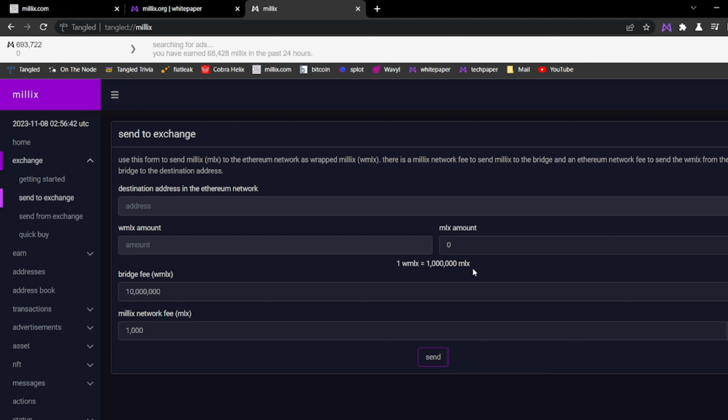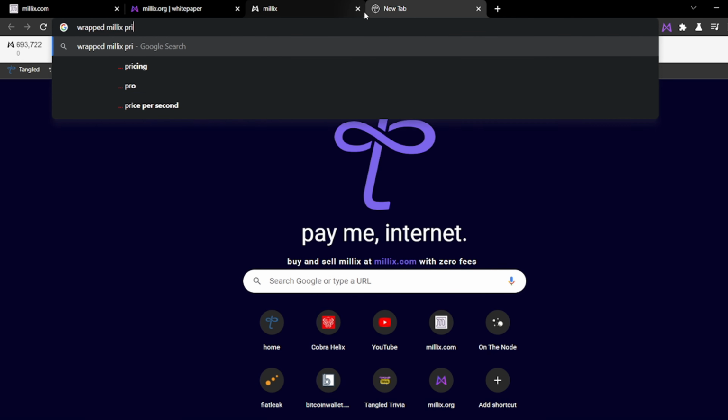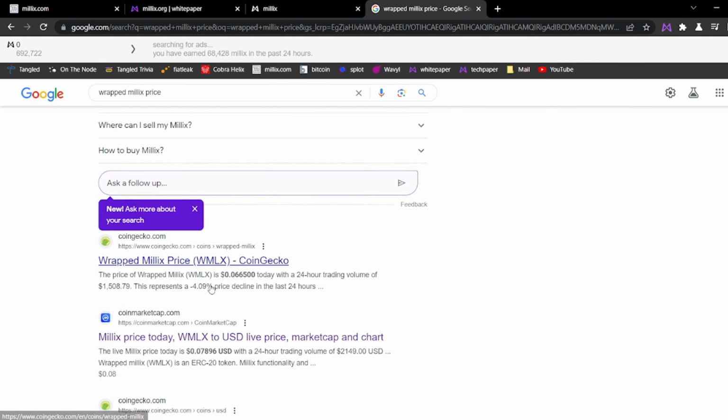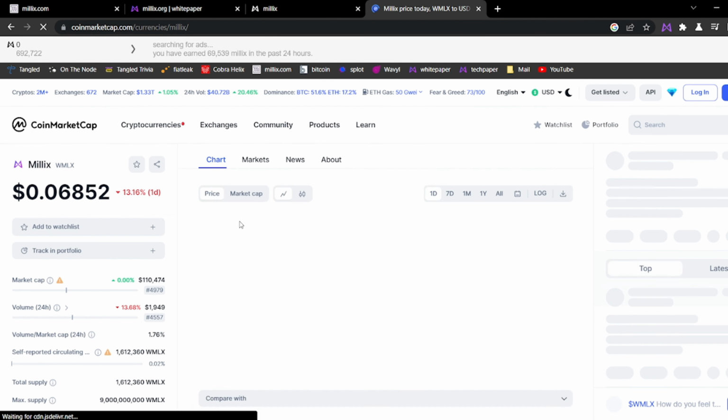So one wrapped Millix is equal to 1 million Millix. But you have to remember, you need to have earned a decent amount because you're going to have to pay a bridge fee of 10 million Millix. So that's roughly $2 for the bridge fee, and then you need to pay 1,000 Millix for the network fee. So once you accumulate enough, you can exchange it to wrapped Millix and hold it in your wallet. And at the moment, wrapped Millix is worth, let's check it live right now. So at the moment, wrapped Millix is worth 6 cents.